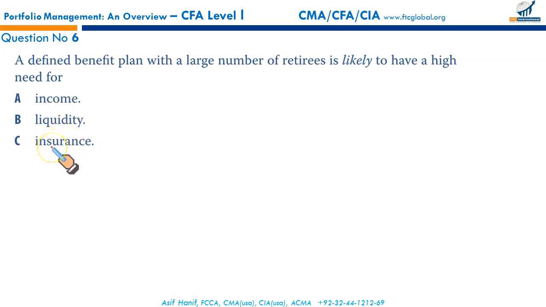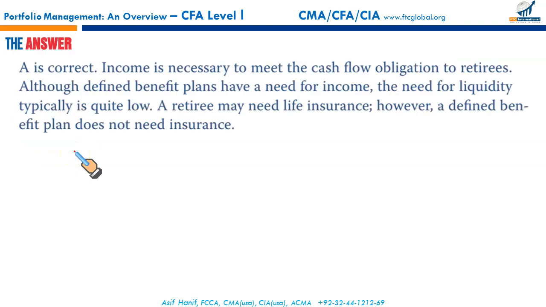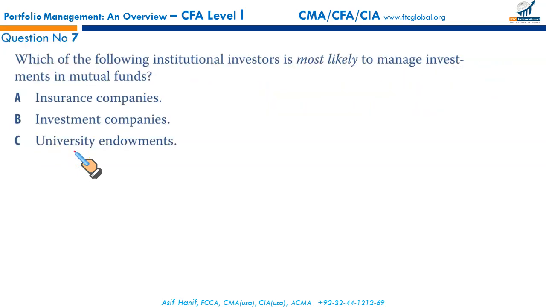And why not C, insurance? Yes, a retiree may need life insurance. However, a defined benefit plan does not need insurance. So that makes A the correct option.